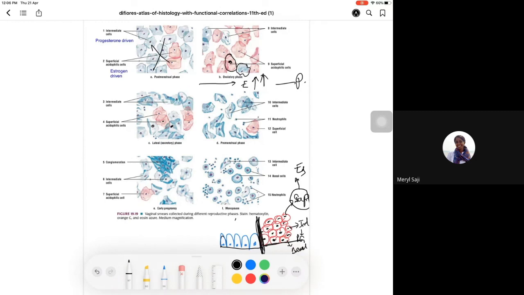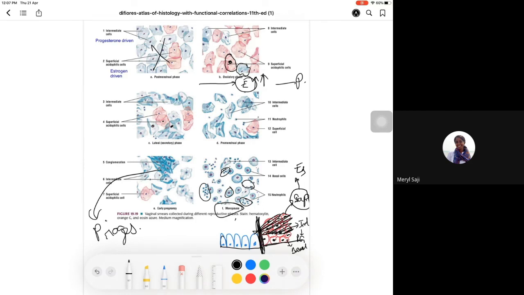So, when the pink cells are more, it is estrogen rich. When the blue cells are more, it is progesterone rich. And in menopause, there will be atrophy. Both superficial and intermediate cells will be gone. You see only the basal cells with a lot of inflammation because of the atrophic vaginitis. Whenever you see dysplasia involving intermediate and superficial cells, it is low grade dysplasia. Whenever dysplasia is involving the basal cells, it is high grade dysplasia.